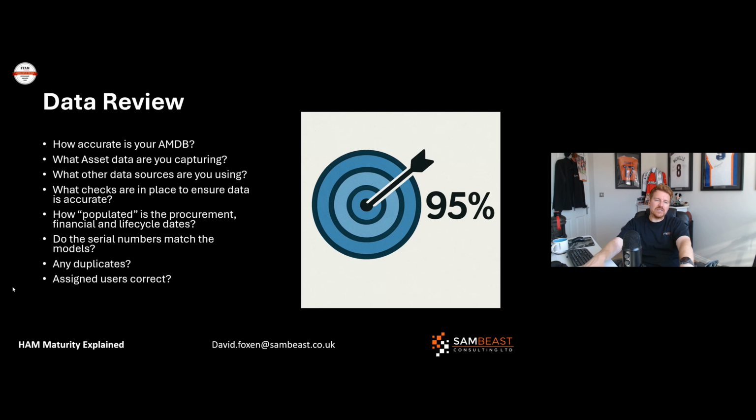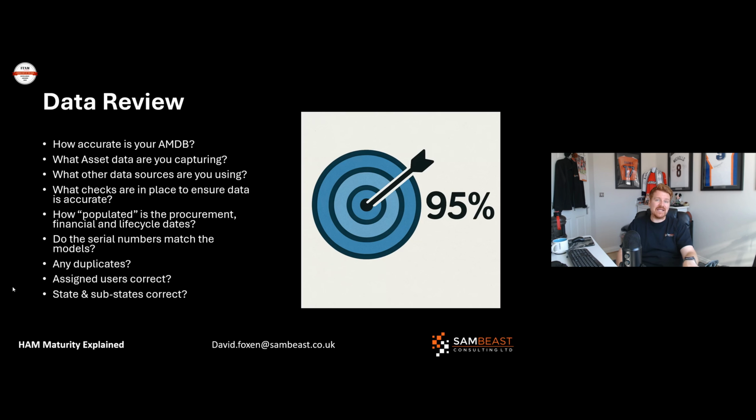And finally, are the assigned users correct? Are you checking last logged in? Are you checking most frequent user against the assigned user that you have within your AMDB? And are you aiming for that 95% inventory coverage percentage? This isn't including all of the nice additional data around life cycle, just the actual core tin of the hardware. Are you covering 95% of that within your asset management database?